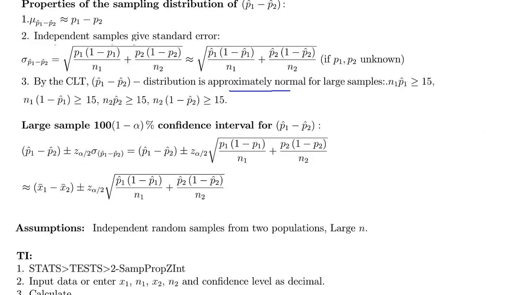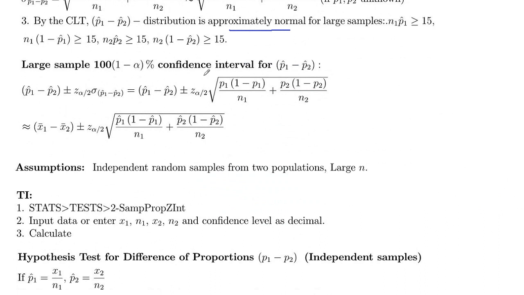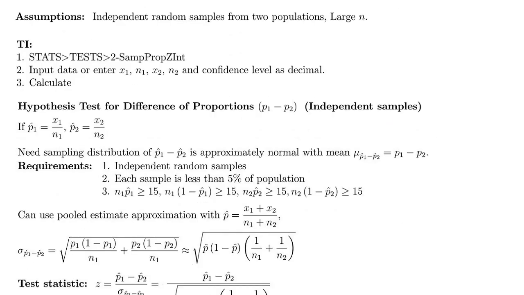If that is the case, then your large sample confidence interval for the difference of proportions will be the difference of the sample proportions, P1 hat minus P2 hat, plus or minus Z alpha over 2 times your standard error of the sampling distribution, which is right here. Or if you don't know P1 and P2, here. Assumptions again: independent random samples, two populations, large N. These are the TI-84 commands. We will take a look at those in the example.